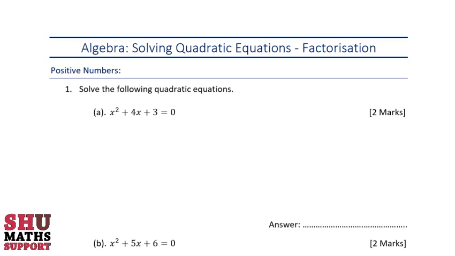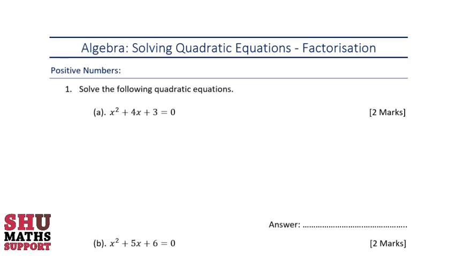We're going to start with looking at examples that just contain positive numbers. And the first question asks us to solve the following quadratic equations, and then we have a list of different quadratic equations underneath. Now the first equation is x squared plus 4x plus 3 is equal to 0, and the question is obviously asking us to solve this.